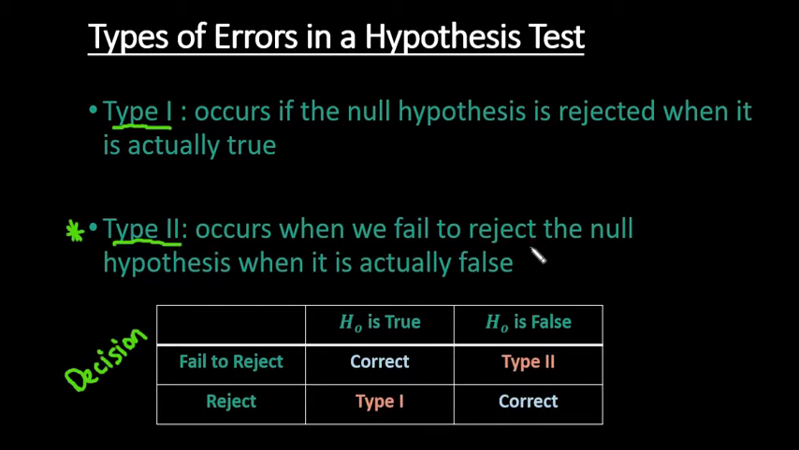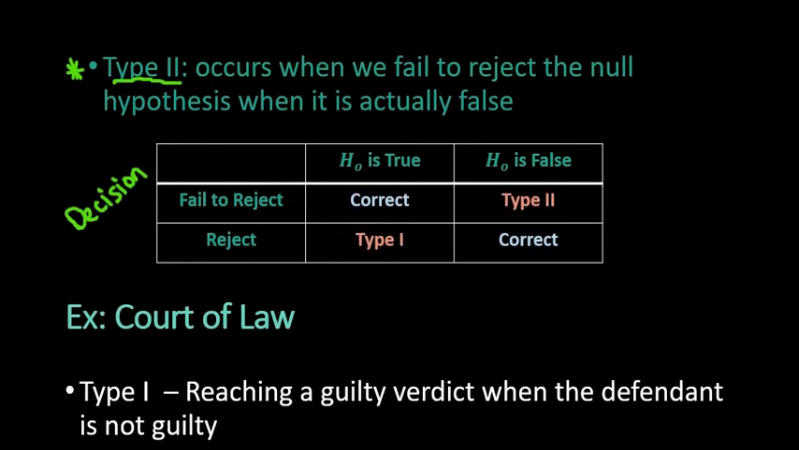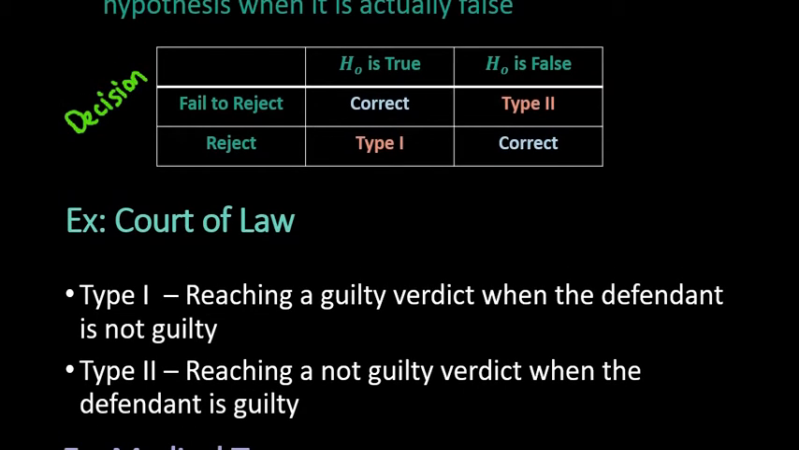So what I want to do is give you a couple of examples in the real world of where you would see a type 1 or type 2 situation. The first one that I have is the court of law. When you go into the court, you are supposed to be innocent until proven guilty. It is not the other way around. At the end of the court trial, you end up making a decision.